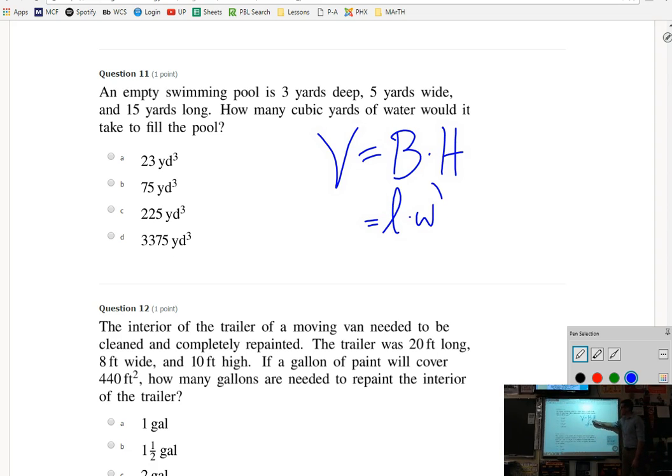So this big B is really length times width. And then times your height is just times your height. So our length, width, and height, we're told, are 3, 5, and 15. And that will then compute to our volume. Any questions left on that one? Izzy?